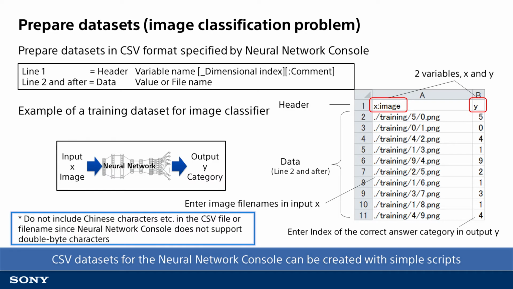Make sure to note that Neural Network Console does not fully support double byte characters such as full-width Japanese characters, so make sure to always use single byte characters for file names, headers, and such. Once you have finished creating the dataset CSV file, save the file as a text file divided by commas with the .csv extension.